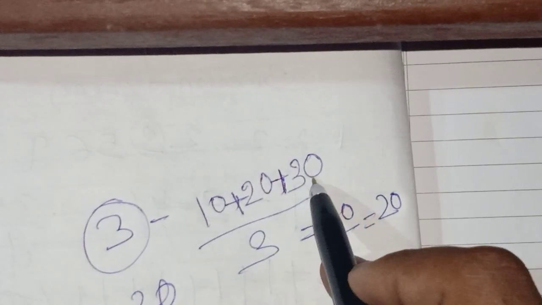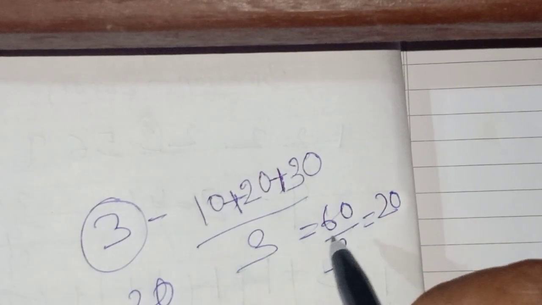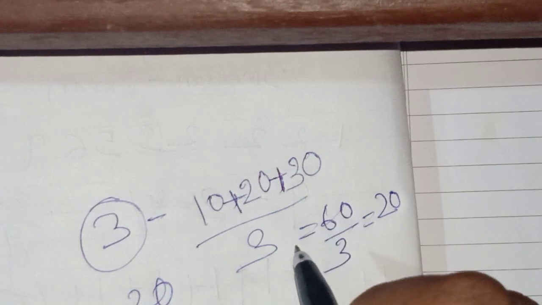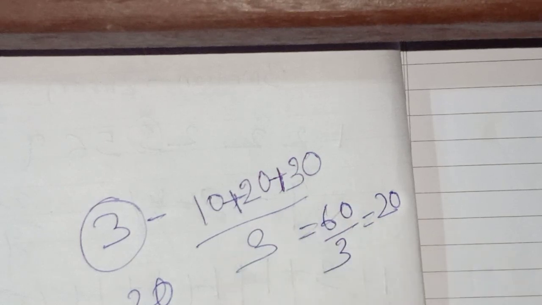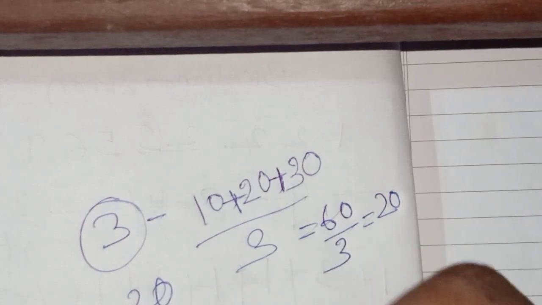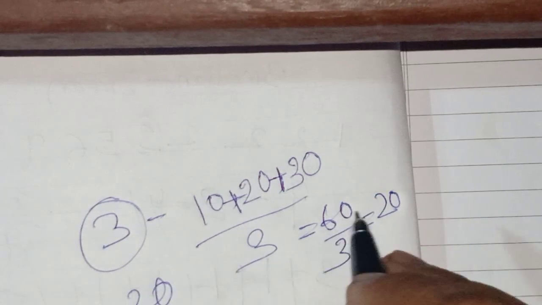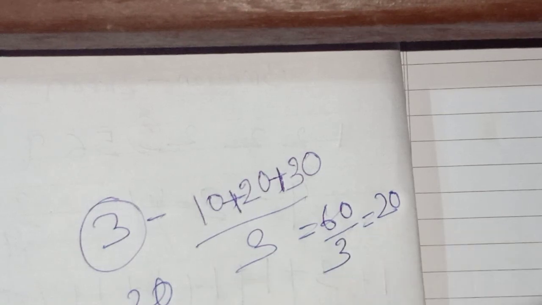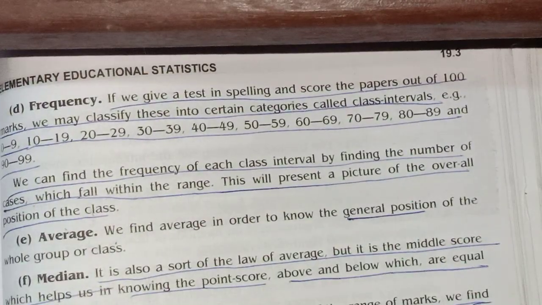We added the numbers and divided by the number of students. We added the numbers they scored and divided by their count, which is 3. After adding their numbers, it is 60. So 60 by 3 is equal to 20. So the average score of a student is 20 here. So I think you all have understood.